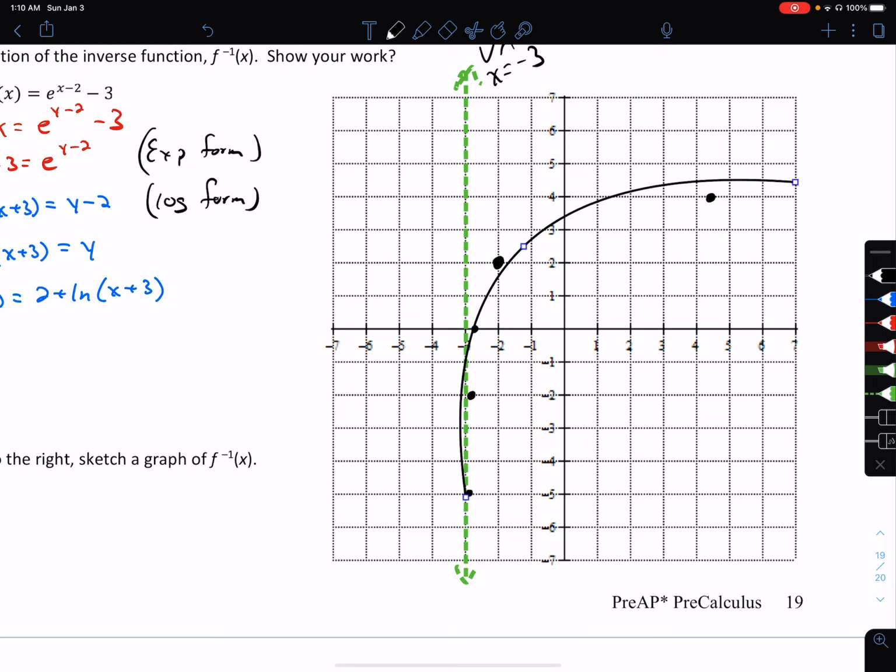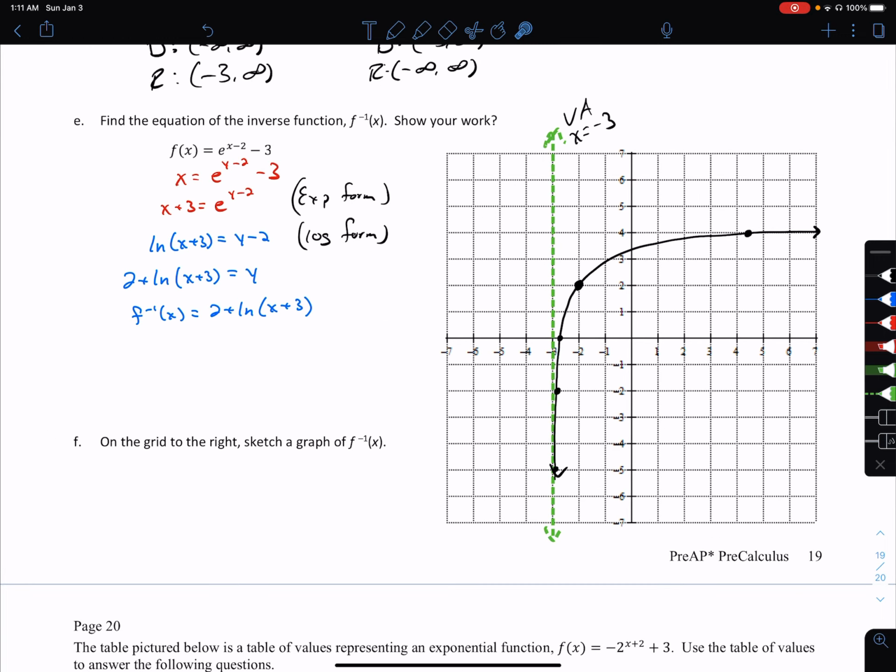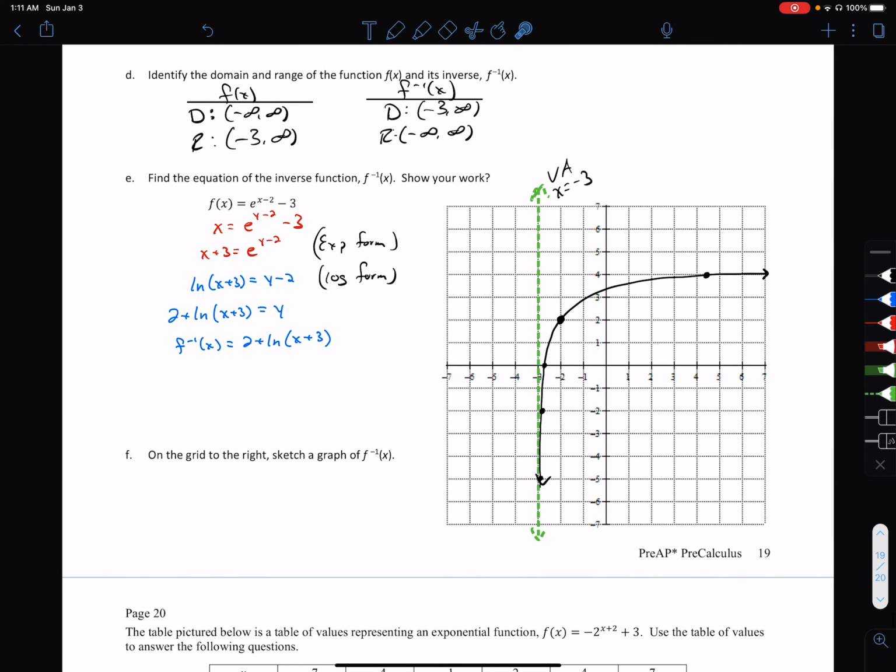A lot of these are being estimated because they're not integers, and that's hard for us to graph. This does not become horizontal, but kind of looks like it the way that I drew it. So there it is, it's sketched.